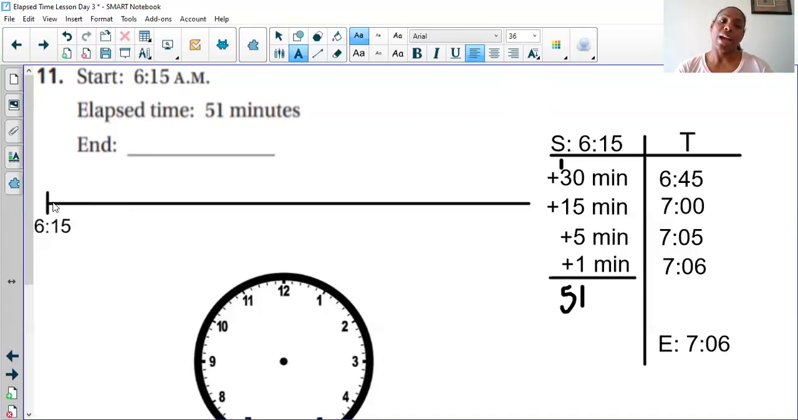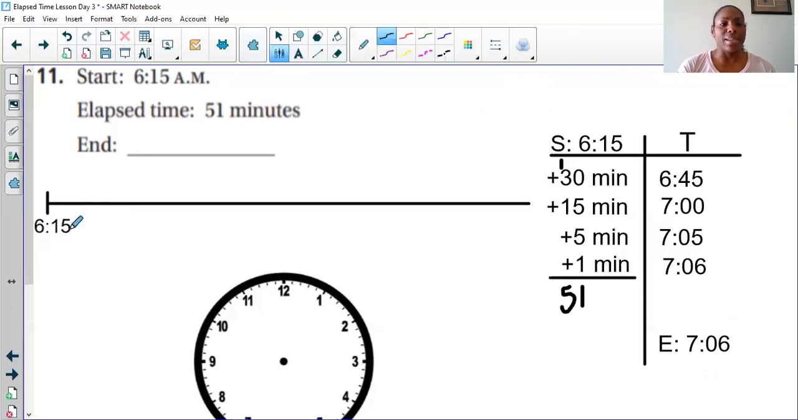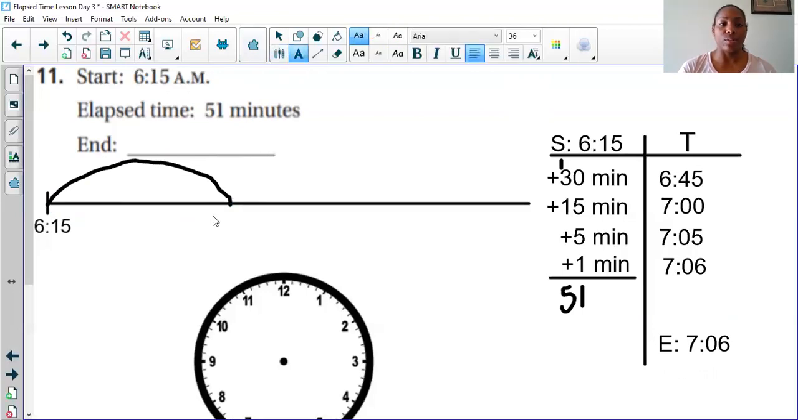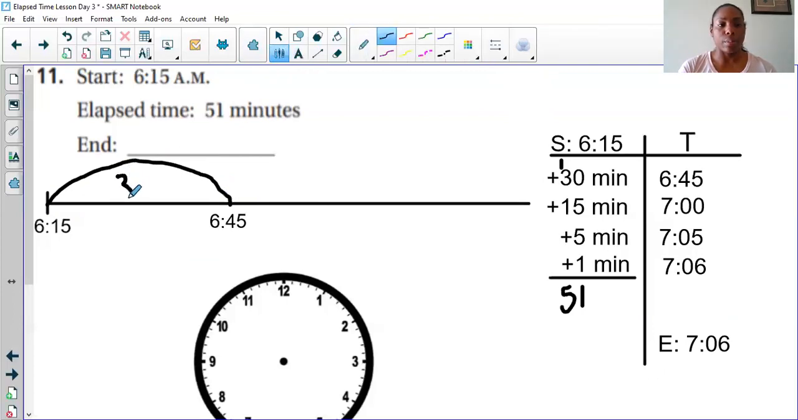All right, so how do I do this on a number line? Same way we just did it right here. I would do my 30-minute jump, nice long 30-minute jump. And the time that I land at when I do a 30-minute jump is going to be 6:45. So I'm going to type in 6:45. And this is 30 minutes, remember, our 30-minute jump.